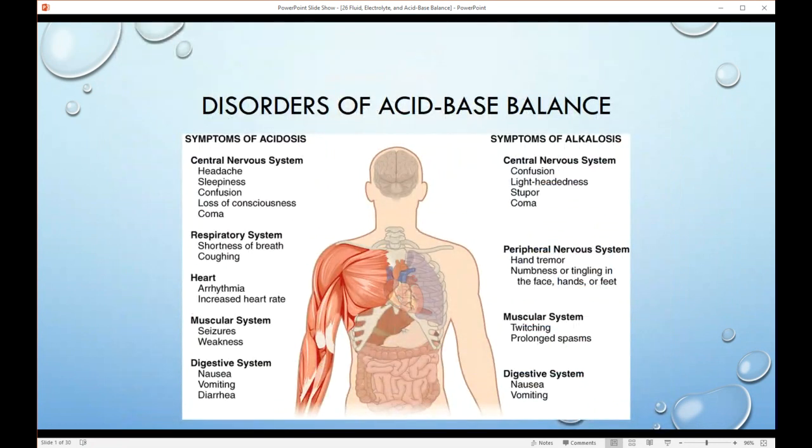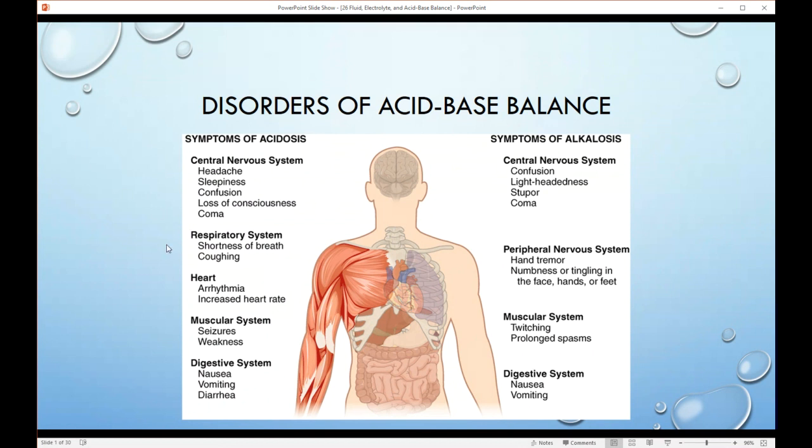So what are some disorders of the acid-base balance? So remember that alkalosis is very uncommon. We don't see it very frequently, but some of those alkalosis symptoms are that we can see confusion, lightheadedness, stupor, even coma, hand tremor, numbness or tingling in the face, the hands, or the feet. In the muscular system, we might see some twitching or prolonged spasms. And then in the digestive system, we might see some nausea and vomiting.